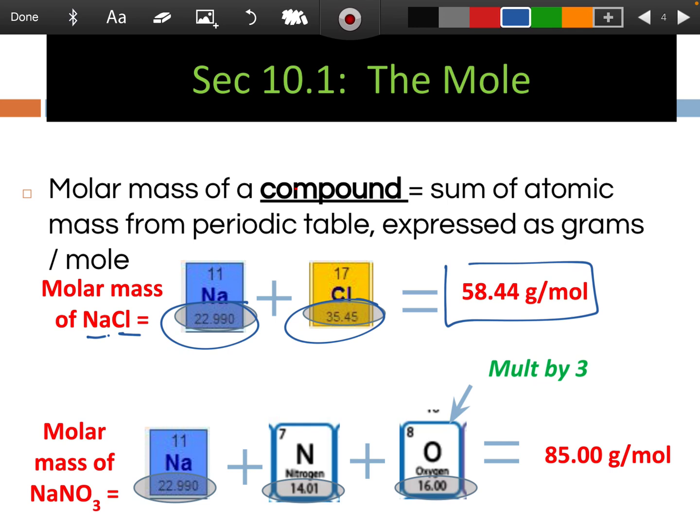If you wanted to find the molar mass of NaNO3, this formula has 1 sodium atom, 1 nitrogen atom, and 3 oxygen atoms. So you would take the molar mass of sodium plus the molar mass of nitrogen, and for oxygen, you have to multiply that molar mass by 3. So you'd have 22.99 plus 14.01 plus 16 times 3. And that would give you your molar mass of NaNO3.